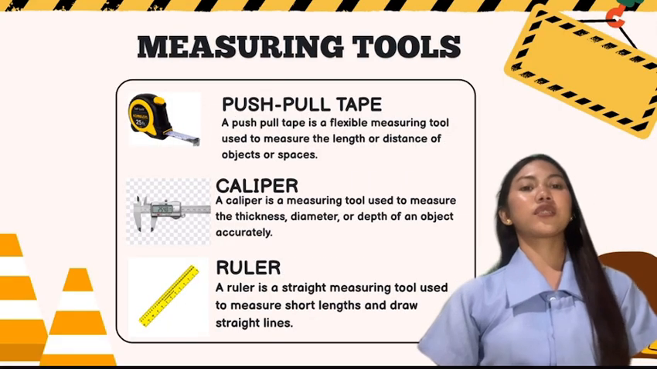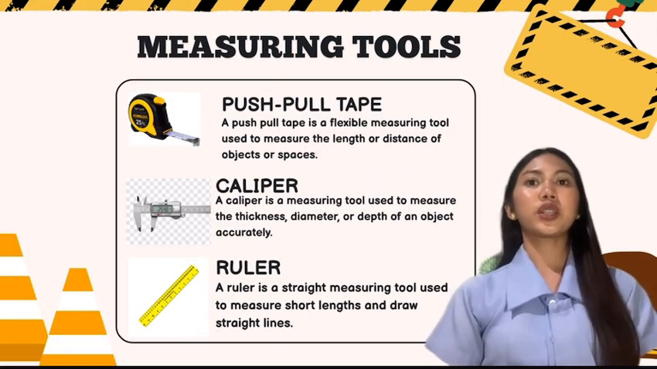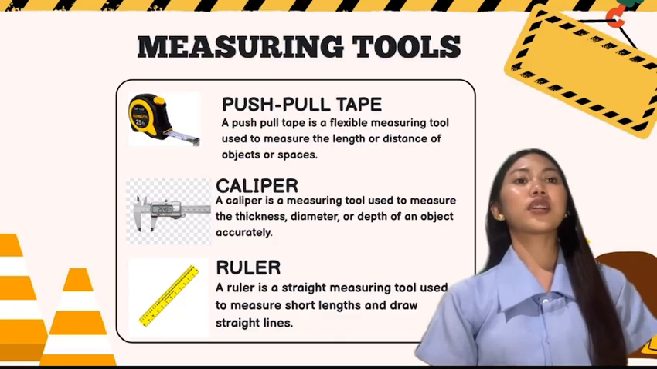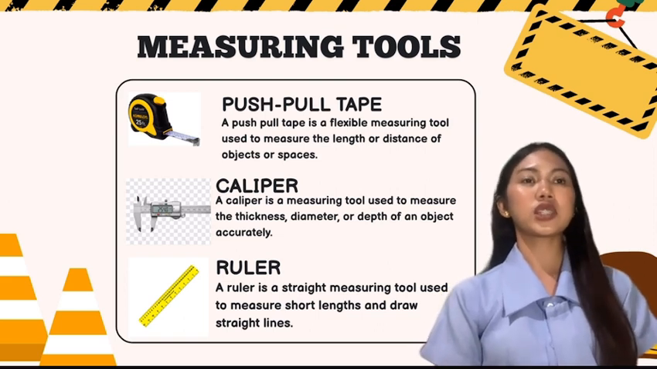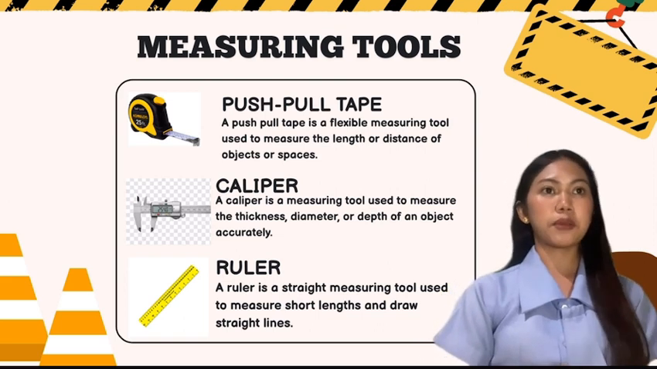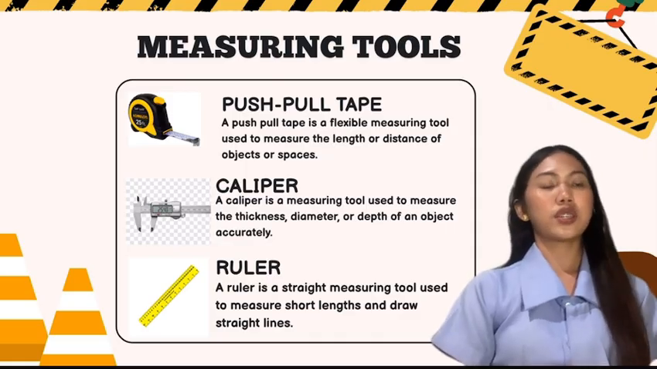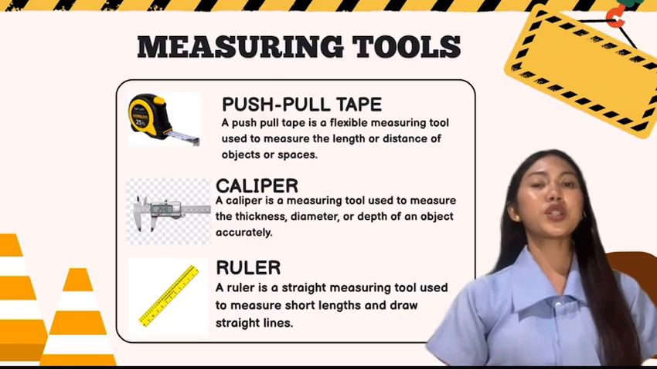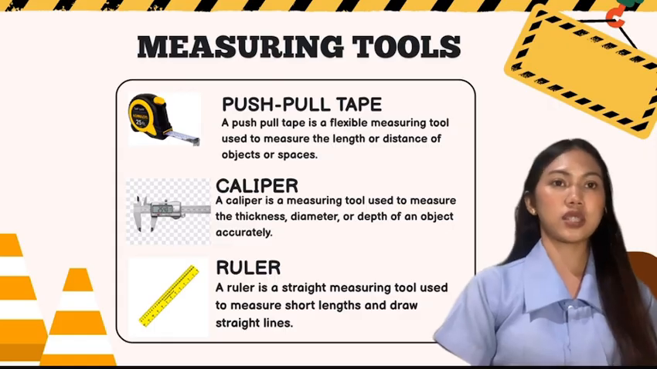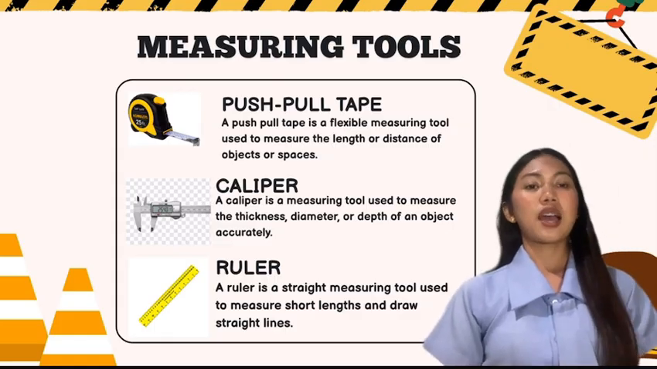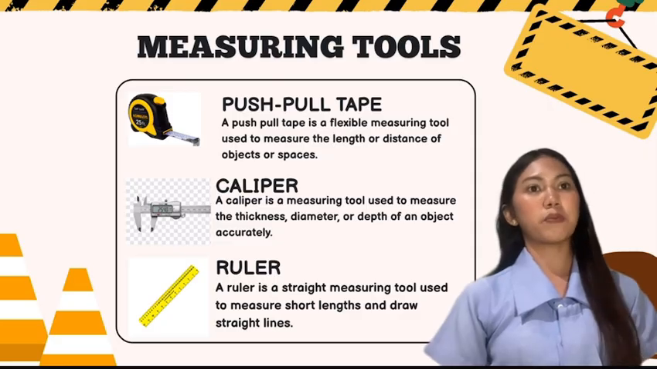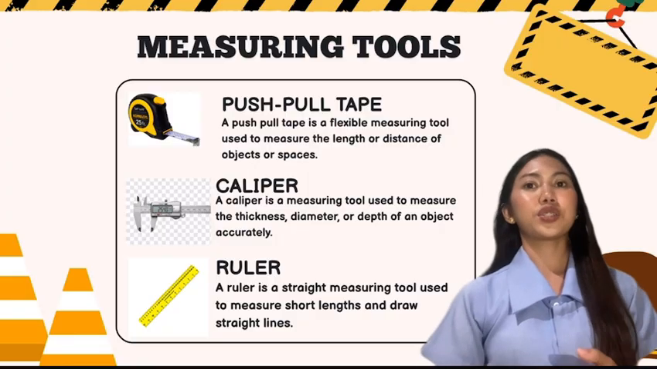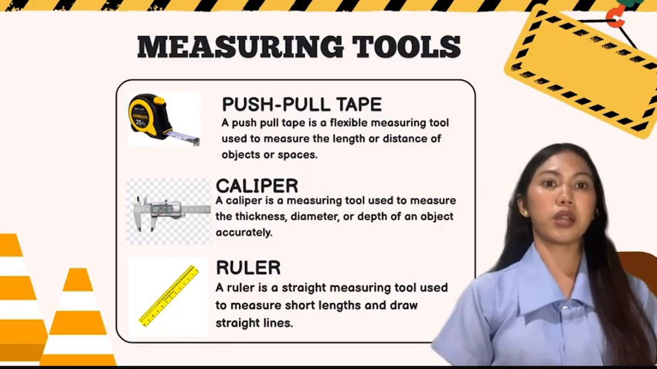The third classification of hand tools is measuring tools. Measuring tools are used to determine the size, length, or distance of an object. There are 6 examples here. The first is the push-pull tape, a flexible measuring tool used to measure the length or the distance of objects or spaces. In short, push-pull tape measures long distances. Second is the caliper. A caliper is a measuring tool used to measure the thickness, diameter, or depth of an object accurately. In short, caliper for precise measurement.